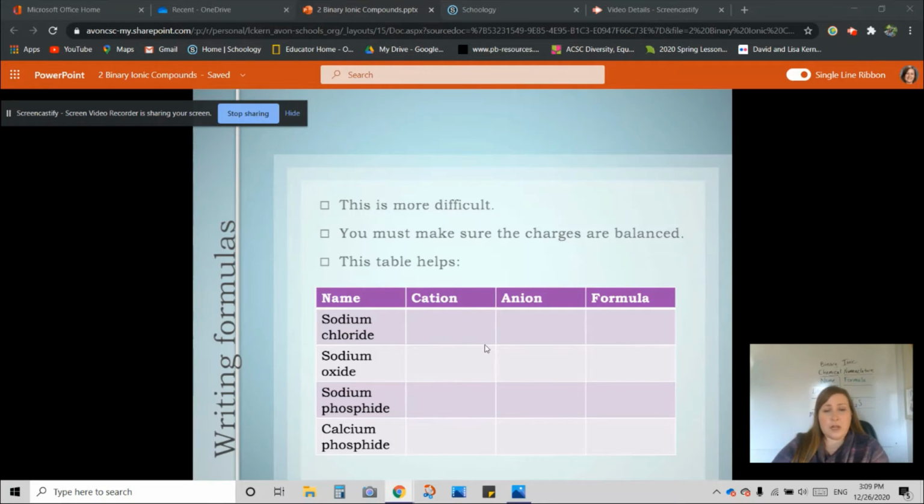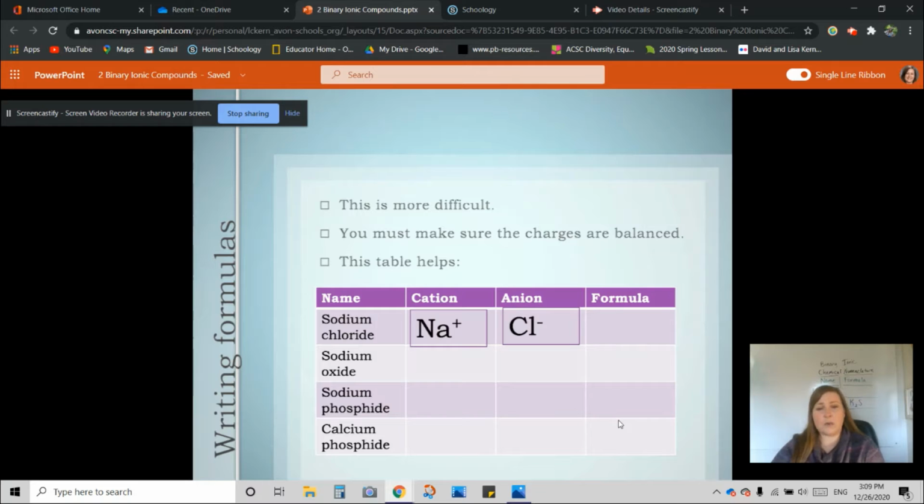Sodium chloride. If we looked on our periodic table for sodium, we'd find it's a group 1 element. It's got a +1 charge. So its cation looks like this, Na+, or +1. The anion, the chloride ion, is Cl with a -1 charge. And then we're going to ask ourselves, if I had one of each of those, would they balance out? Would that make a neutral compound? +1, -1, yes, it would balance. And of course, you know the formula for sodium chloride probably already. It is NaCl. One atom of each will make it neutral.